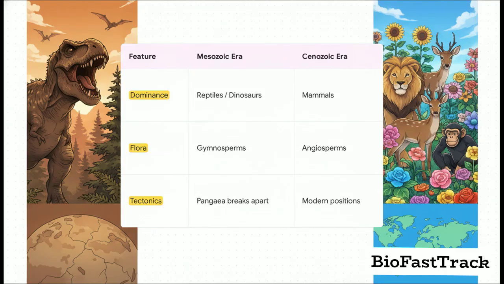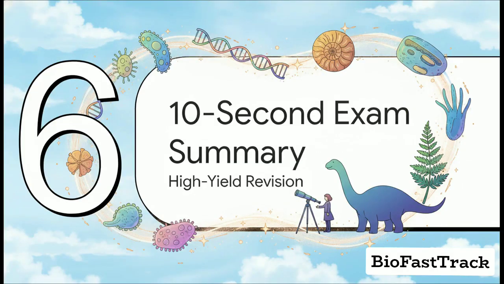And this brilliantly illustrates the stark biological contrasts between the two eras. The Mesozoic is the undeniable age of reptiles and dinosaurs. The plant life is heavily dominated by gymnosperms, like those tough conifer trees, and the era begins with all land masses locked together into the supercontinent Pangaea. Then we shift to the Cenozoic, our current era. This is the age of mammals. The dominant plant life dynamically shifts over to angiosperms, the flowering plants, and the continents finally drift apart into their isolated modern positions. Section 6.